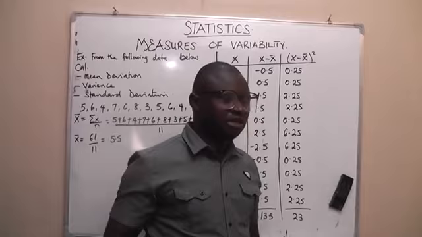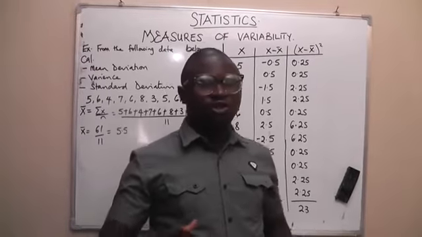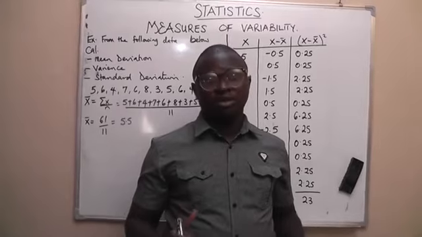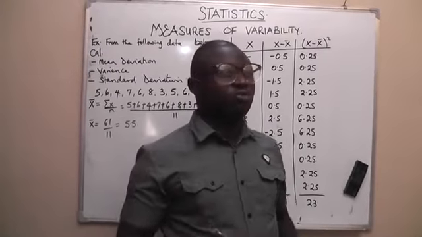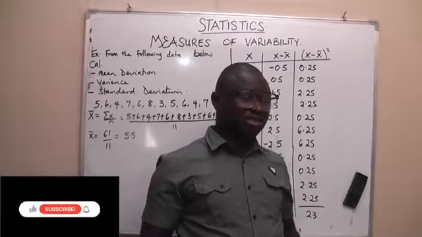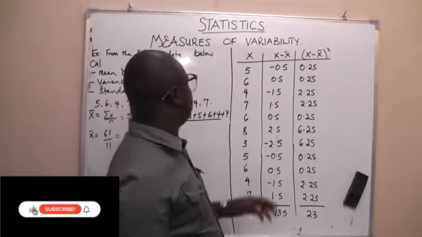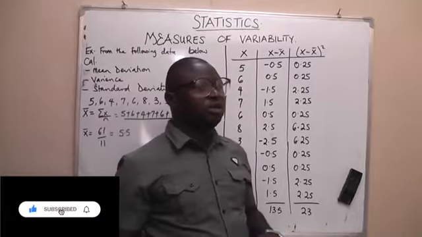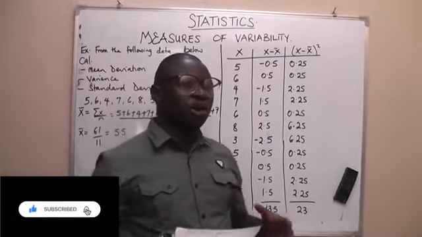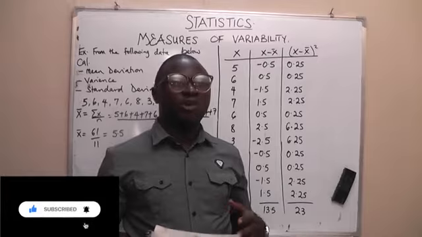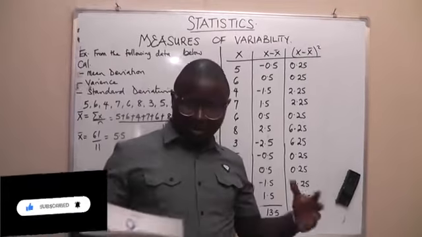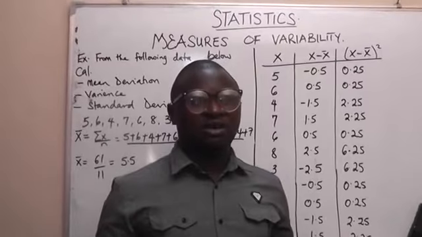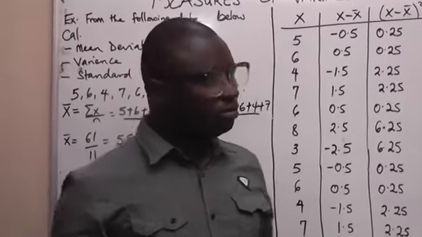In our previous series, we looked at measures of central tendency, which included mean, median, and mode. Also know that we are still looking at descriptive statistics, and today we'll be looking at measures of variability. When we talk about measures of variability, we are referring to how spread apart or how dispersed our data is from our mean.